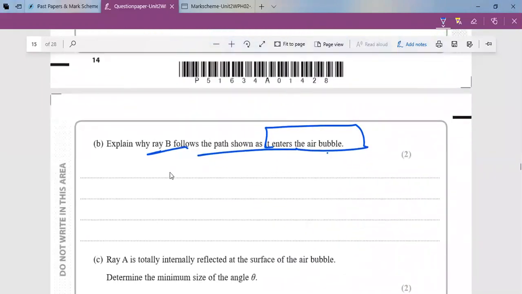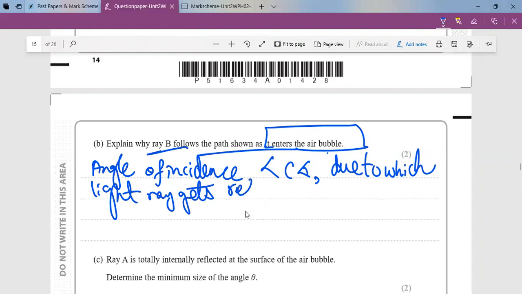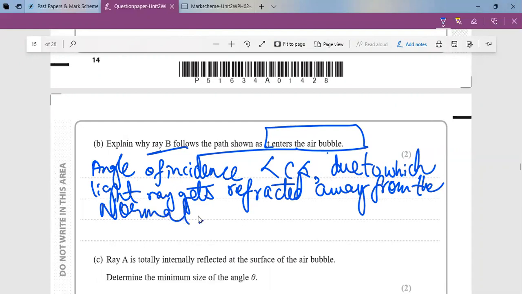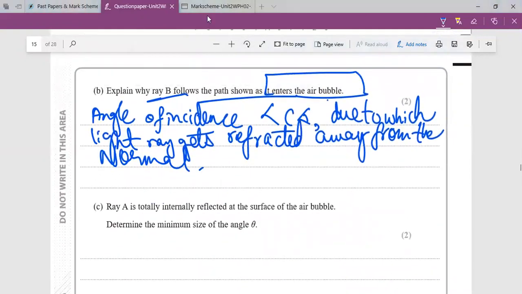So that's the answer. Why does it follow that path? Because the angle of incidence is less than the critical angle, due to which the light ray gets refracted. And does it get refracted towards the normal or away from the normal? Away from the normal, because if you look at it, this angle has become larger. So the path has bent, but it has bent away from the normal, not towards the normal. Clear? Let's look at the marking side of it.